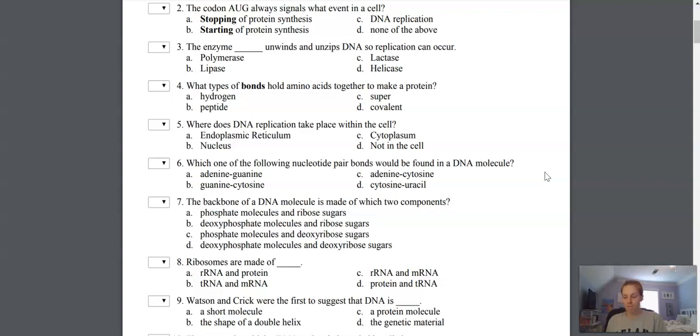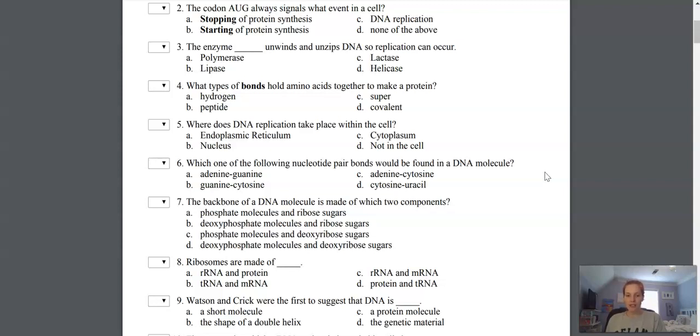7, the backbone of a DNA molecule is made of which 2 components? This one's kind of hard, but you should definitely know it. So think of what a nucleotide's made of. A nucleotide's made of 3 things. It's made of a 5-carbon sugar, a phosphate group, and a base. The base is the rungs of DNA. So the other 2 are what we call the backbone. So that would be C, phosphate group and deoxyribose sugars.